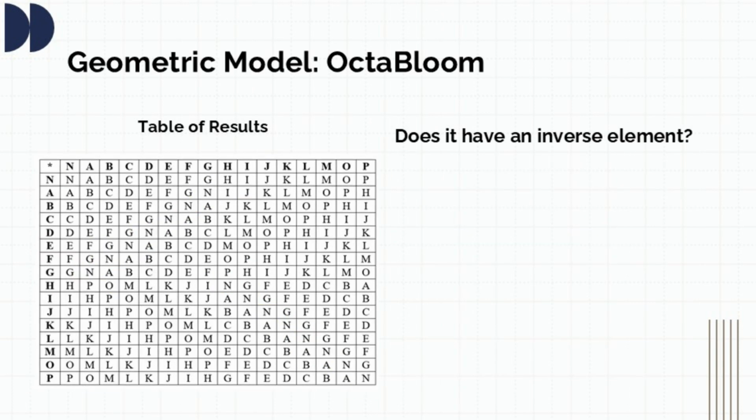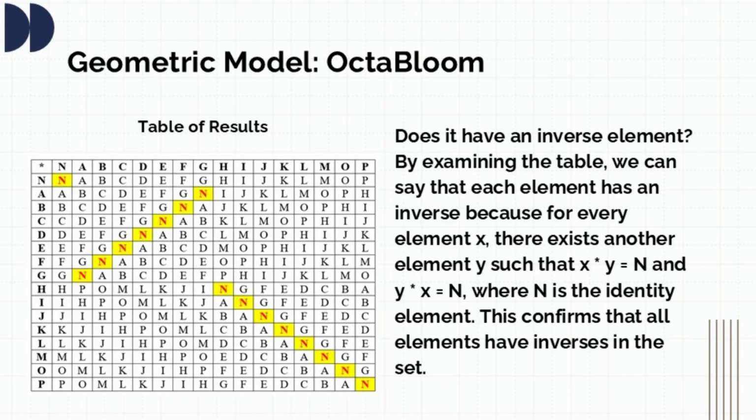So next is, does it have an inverse element? By examining the table again, we can say that each element has an inverse because for every element x, there exists another element y such that x star y is equal to n and y star x is equal to n, where n is the identity element. So this confirms that all elements have inverses in the set.